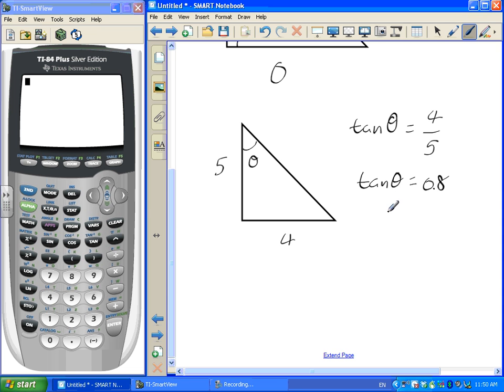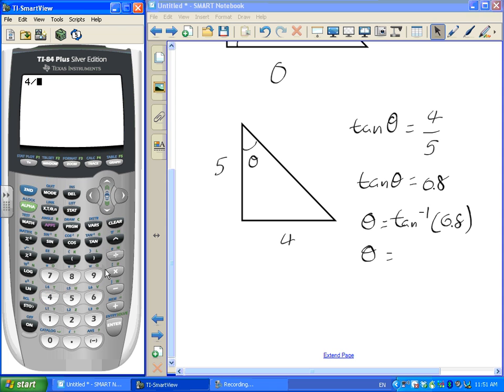We're going to bring tangent to the other side. It becomes the inverse, 0.8. Type this in our calculator. Let's make sure, 4 divided by 5. Yeah, I thought so. Second function, tan.